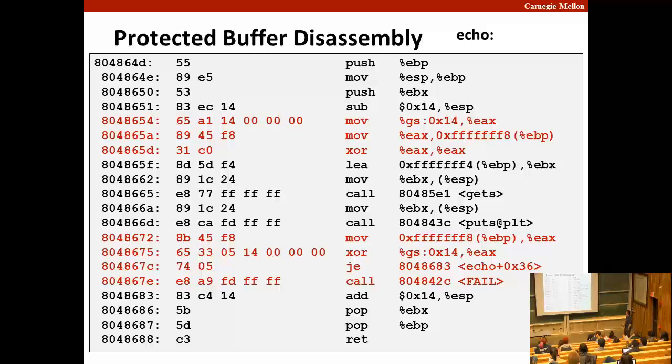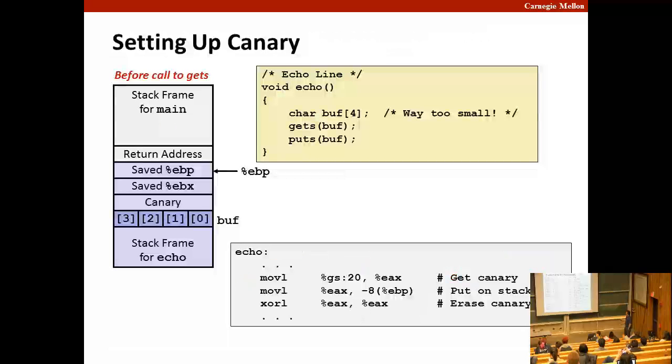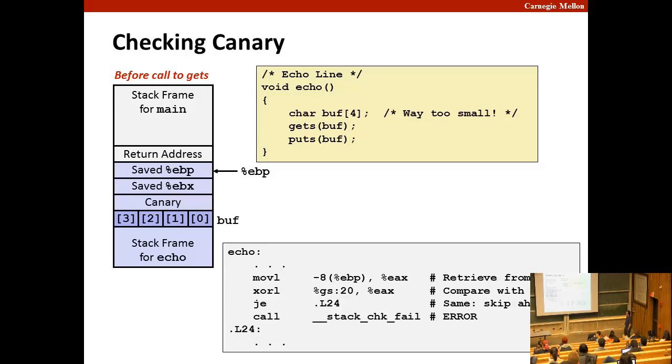Okay. So we call the function. Now we check the stack. Now we jump or fall through. And now you see here we have the canary, and we have our buffer.